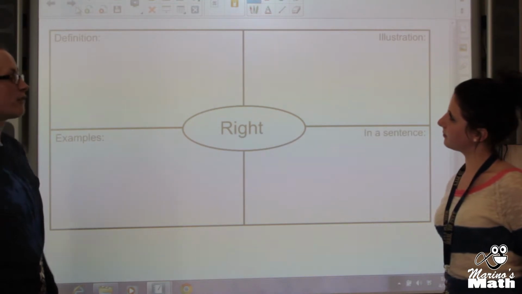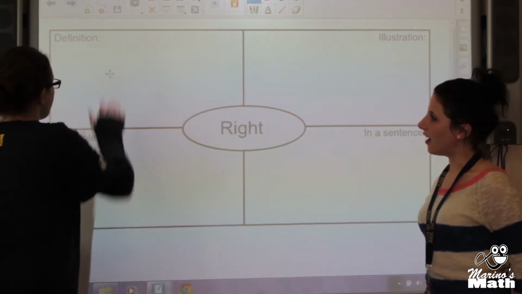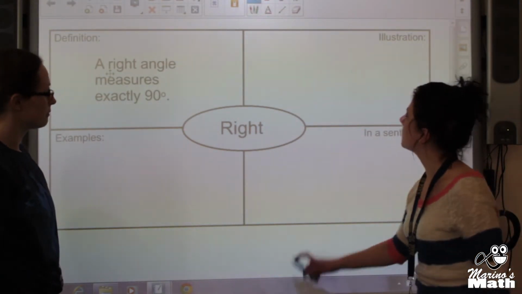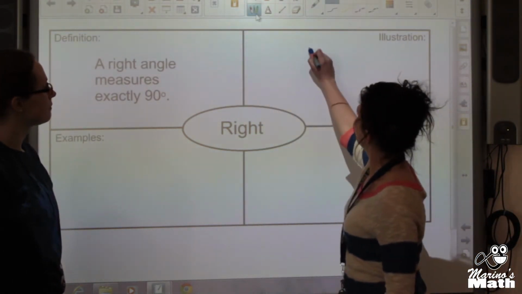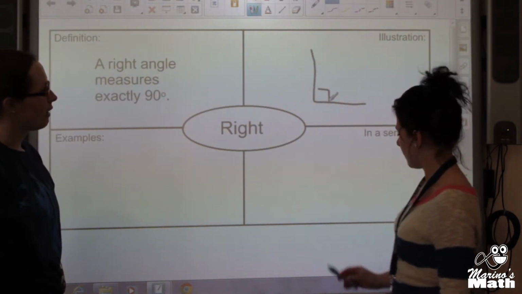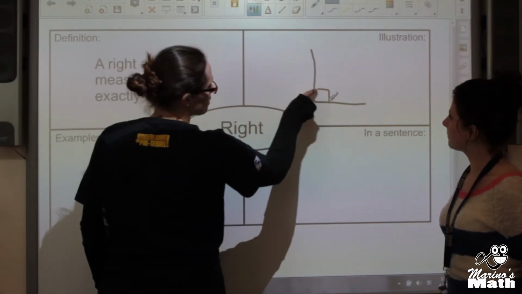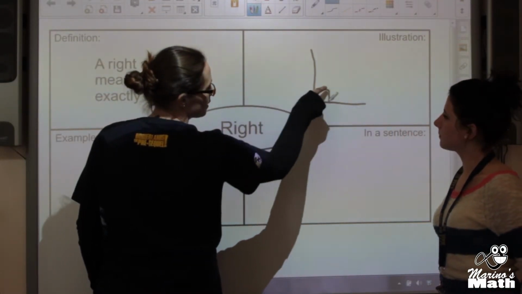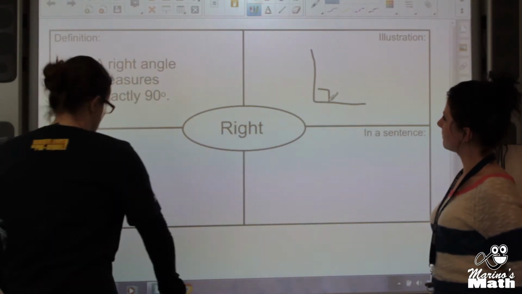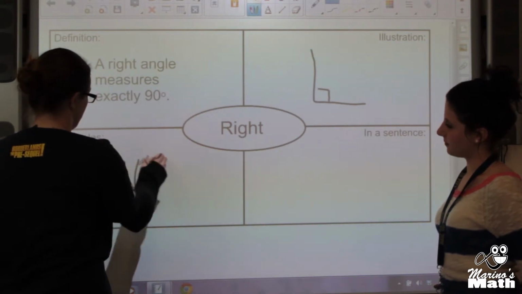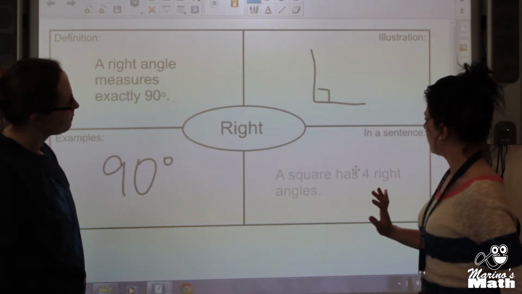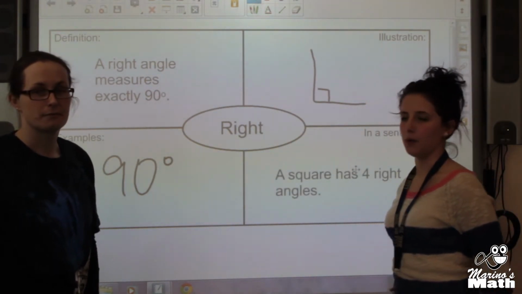I think this is everybody's favorite, right? Right angles. Everybody seems to know them, and they measure exactly 90 degrees. And those ones are gonna look like that. And if you look at it, it almost makes a square here. So that's how you show that you have a right angle. And it is exactly 90 degrees. And in a sentence, a square has 4 right angles.